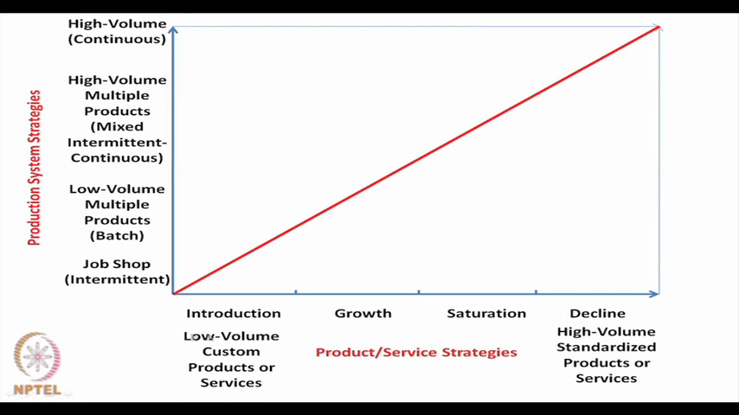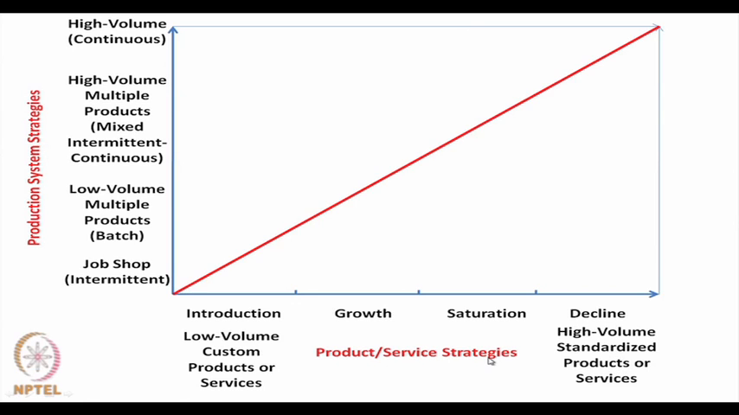Now, in a company, the strategy the enterprise should take would depend on two things. One, the product life cycle stage, at which stage of the product life cycle the product is now operating. Normally, if it is at the introduction phase, then it is low volume and probably custom products or services. Whereas, if it is in the saturation or decline phase, probably it is high volume, but standard products.